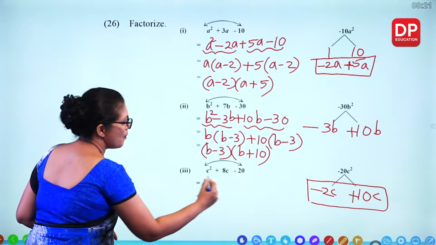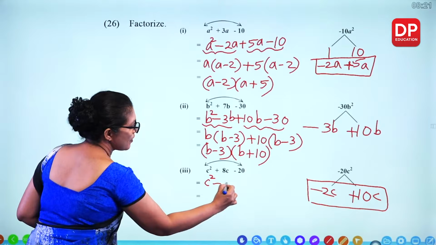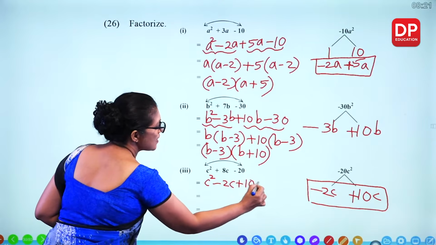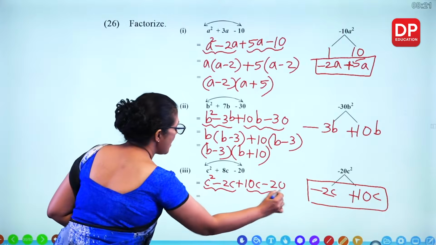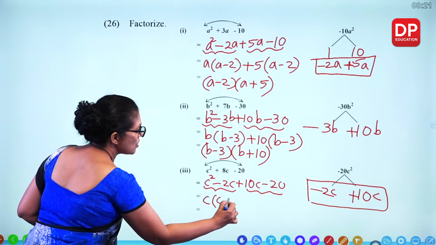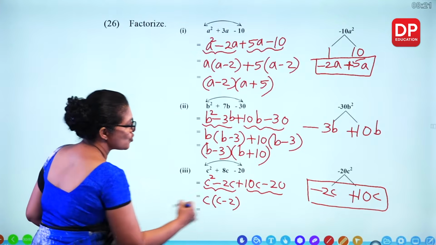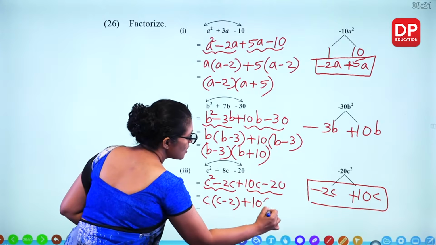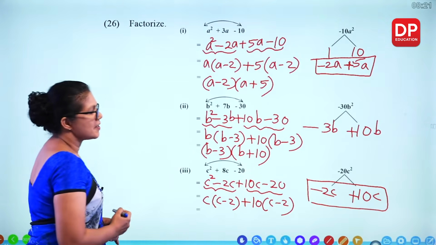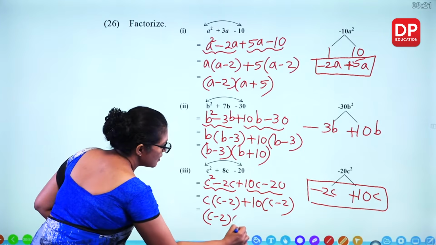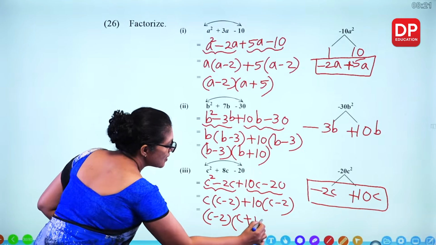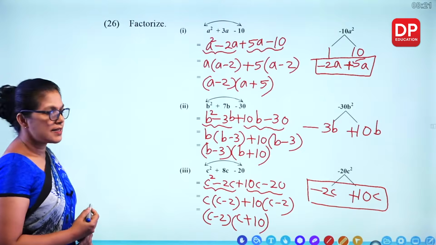Now split the middle term. Minus 2c plus 10c minus 20. Take 2 at a time. Take c out. You get c minus 2 plus 10 out. You get c minus 2. Then c minus 2 is common. What's remaining? C plus 10.